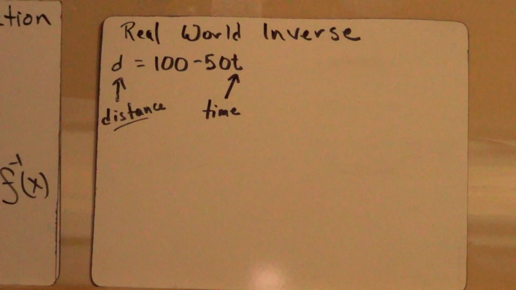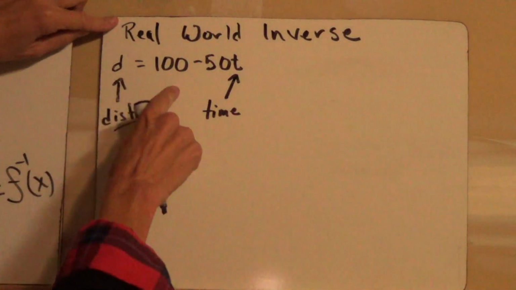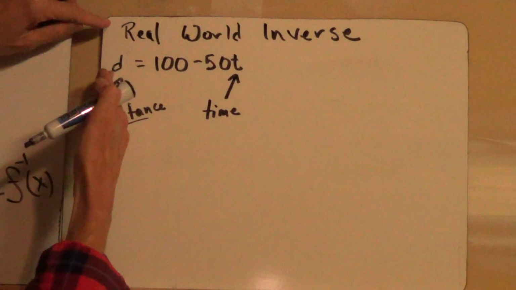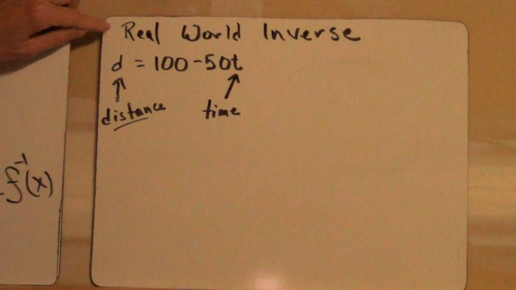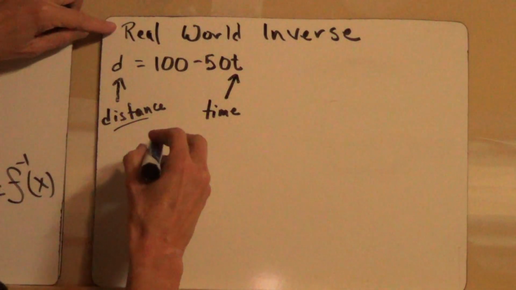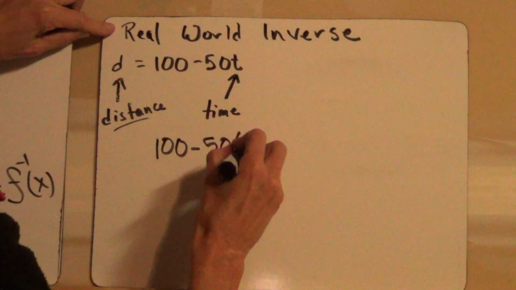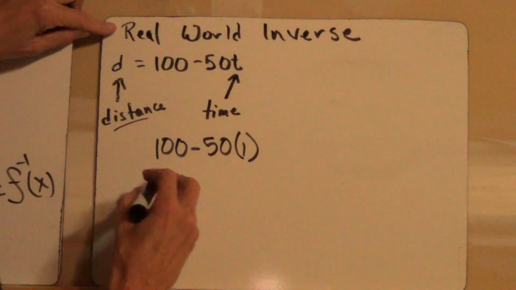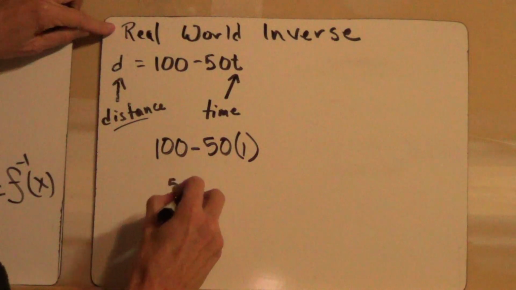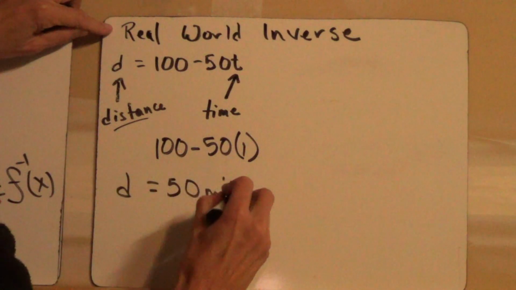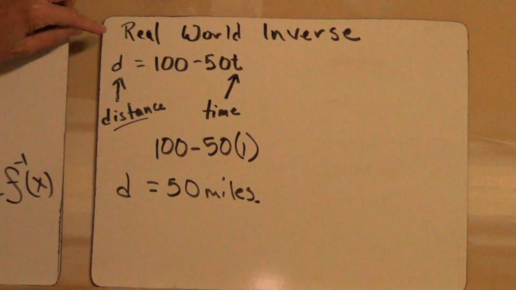Okay, in real life, real world inverse. If you were driving, had a 100-mile trip, and you were trying to figure out, okay, how much distance do I have left if I've driven for 1 hour? Okay, so you might go 100 minus 50 times 1, and you'd find out, oh, I have 50 miles left. Because I'm driving 50 miles an hour, I know I have another hour.